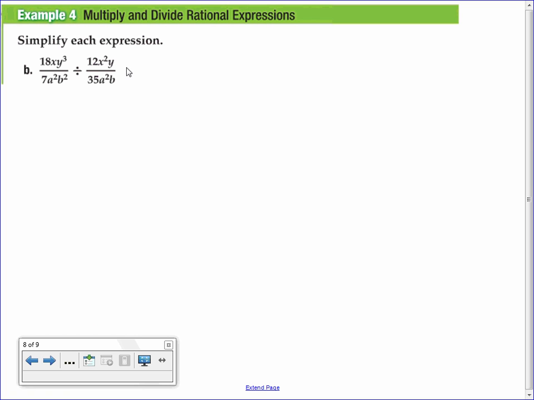Basically, before I do any work on this, I'm going to go ahead and flip and multiply. So 18x y to the third over 7a squared b squared. Change to multiplication. Flip the second fraction over. 35a squared b over 12x squared y. Now break everything apart.